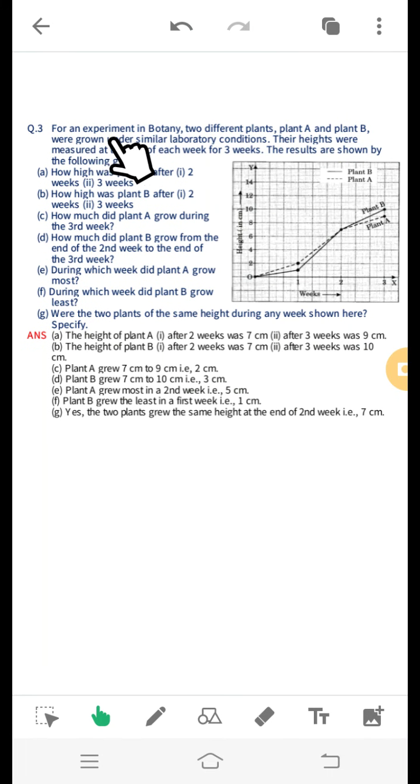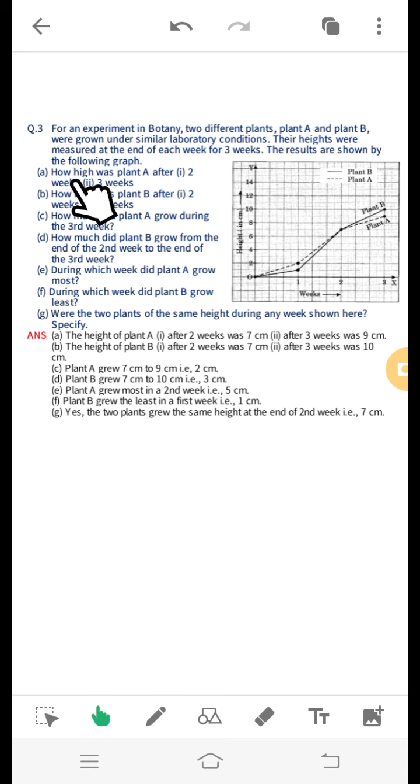Question 3. For an experiment in botany, 2 different plants, plant A and plant B, were grown under similar laboratory conditions. Their heights were measured at the end of each week for 3 weeks. The results are shown by the following graph. Here, on the x-axis, weeks are mentioned, on the y-axis, height in centimeters is shown. Plant A is shown with the dotted line, plant B with the continuous line.